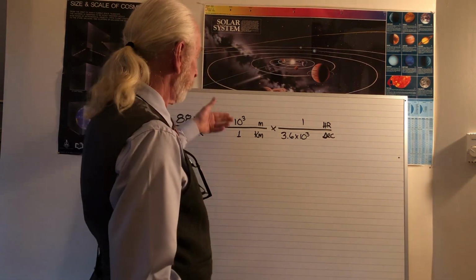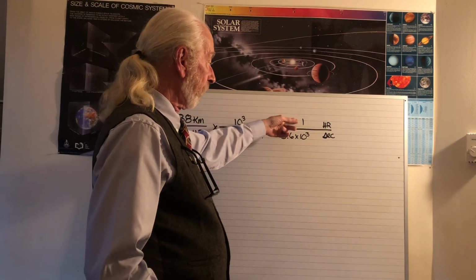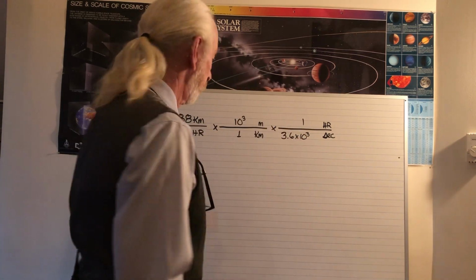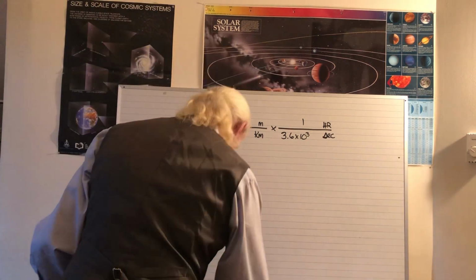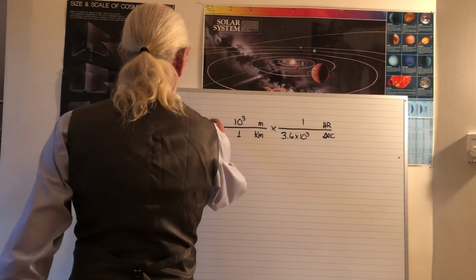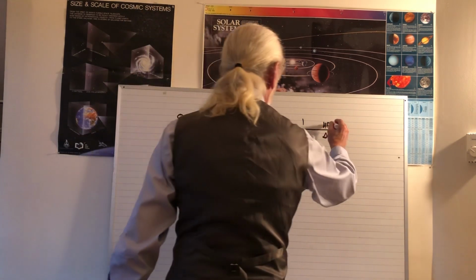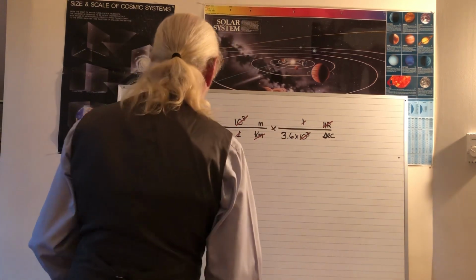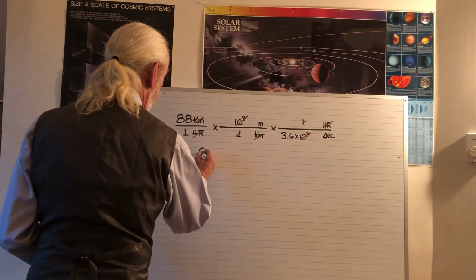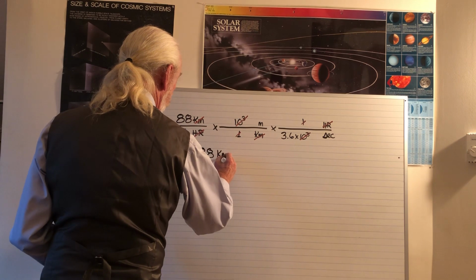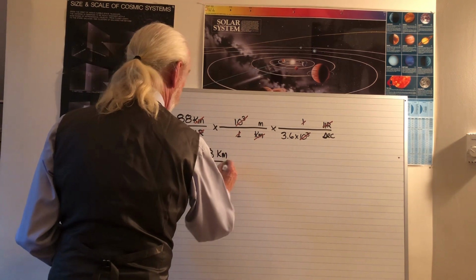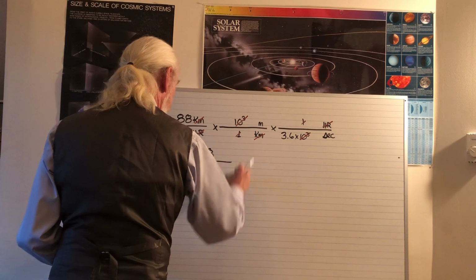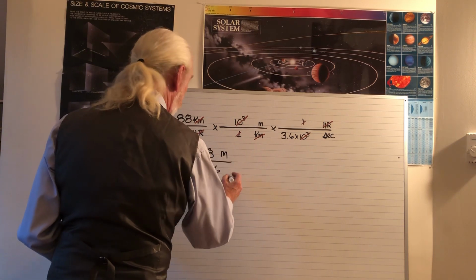Okay, now again, the whole idea behind this factor labeling is that 1 hour is the same as 3.6 times 10 to the third seconds. Therefore, what do these equal? One. Okay, that's how we're cheating our way through this. All right, so now we'll do some cancellation. Kilometers, kilometers, hours, hours, 10 to the third, 10 to the third, one, one. Okay. And we're left with 88 meters over 3.6 seconds.